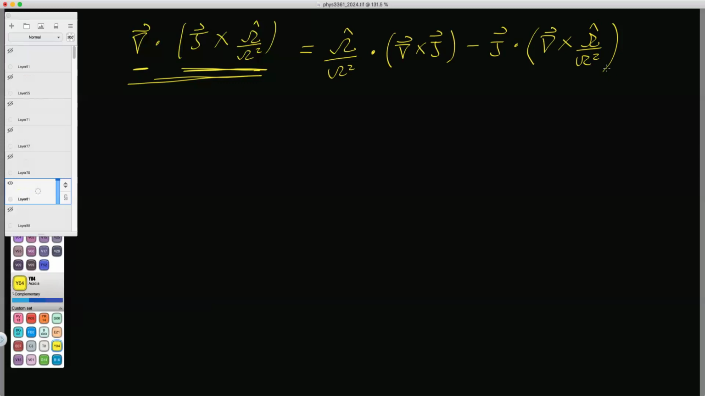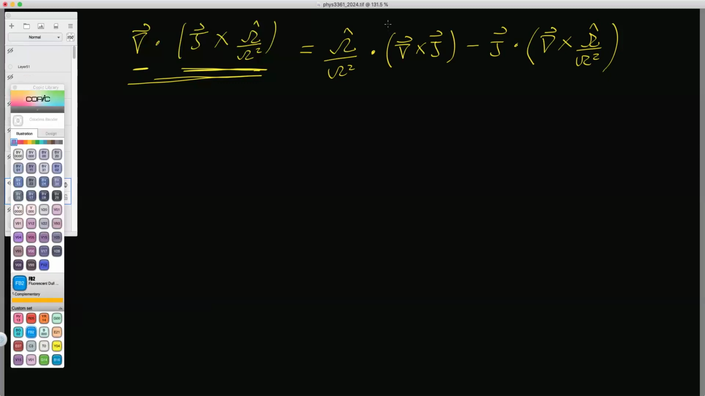Now, the great thing is we can look directly at this and say that's got to be 0 because J only depends on the prime coordinates. There are no regular coordinates in there. So that is 0. This has left us with just negative J dot del cross omega hat over omega squared. Okay, fine.